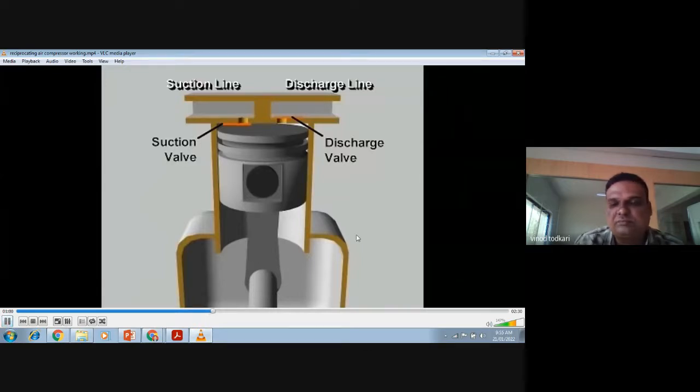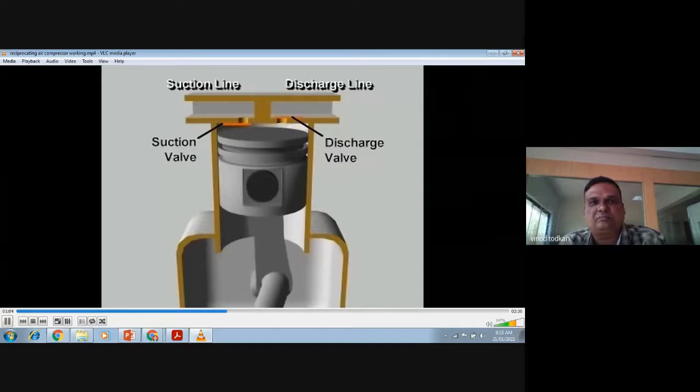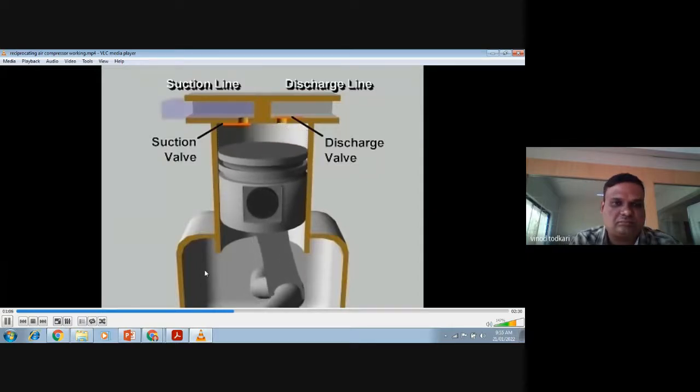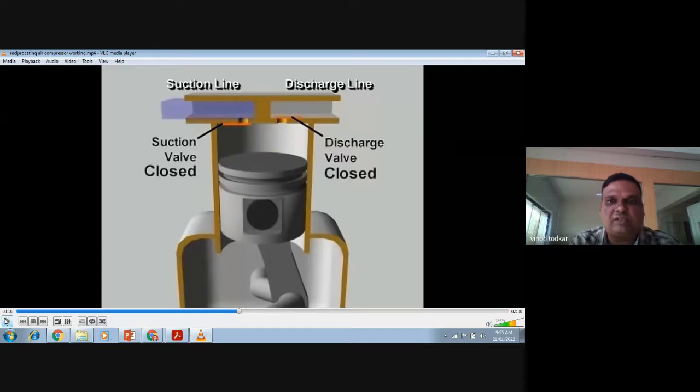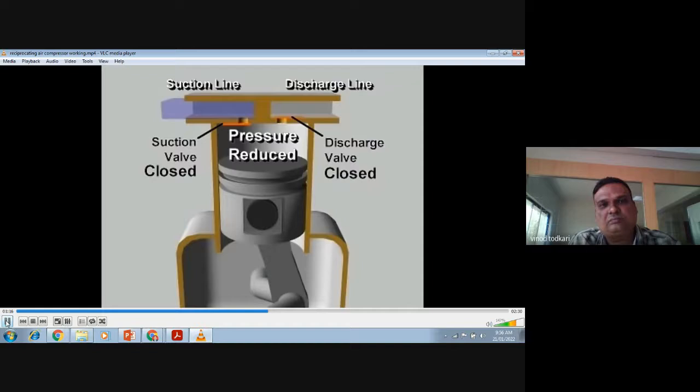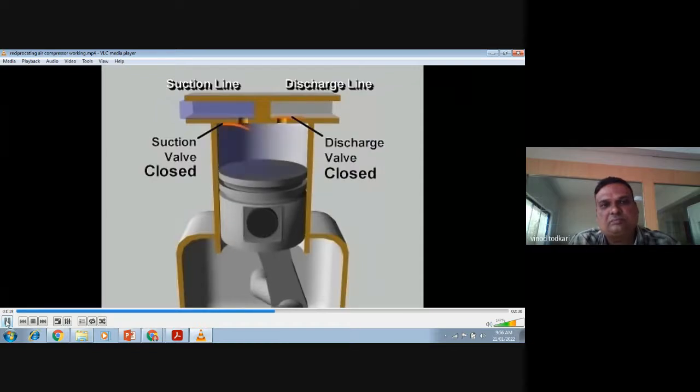Starting with the piston at the top of its stroke, or at top dead center, the piston begins to move downward as the crankshaft rotates. Now see, the piston is moving from TDC to BDC. Both valves are closed, and the downward moving piston reduces the pressure in the cylinder. As the pressure in the cylinder falls below the low side pressure in the suction line, the pressure difference opens the suction valve.